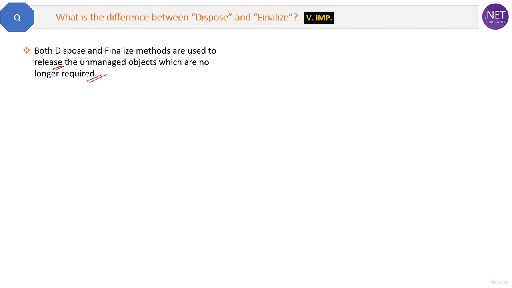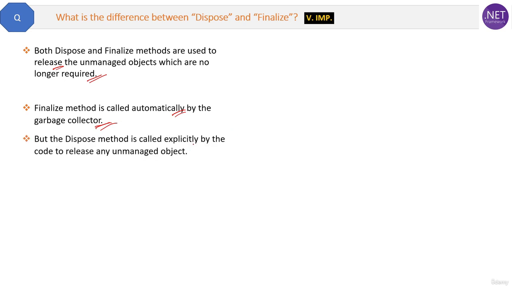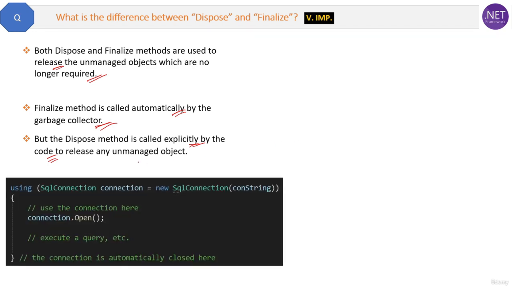This is the similarity. Now the difference is that the finalize method is called automatically by the garbage collector, but the dispose method is called explicitly by the code to release any unmanaged object. Meaning you have to do nothing to call the finalize method, it will be called automatically by the garbage collector. But yes, for the dispose method you have to write the code. Now if you know the using statement, then you know internally this using will call the dispose method of the SQL connection class, right?